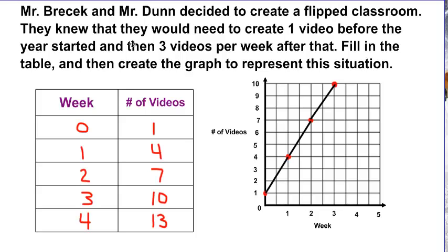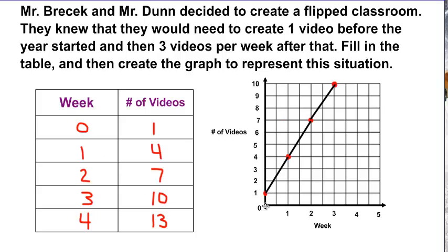Here you can see that because we had to create one video before the year started, at 0 weeks, no school days, there was already one video created. Then each week after that, 1 week it goes up by 3 videos to 4, 2 weeks it goes up another 3 videos to 7, 3 weeks it goes up another 3, and 4 weeks it goes up another 3. We can see each of these points graphed on our grid.